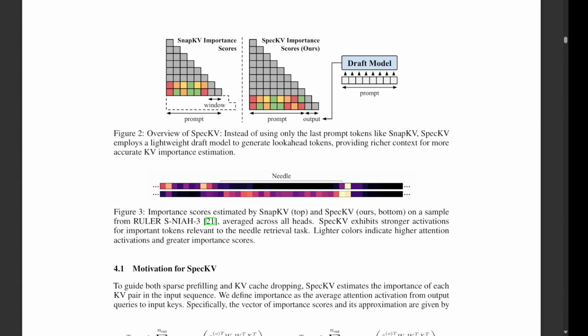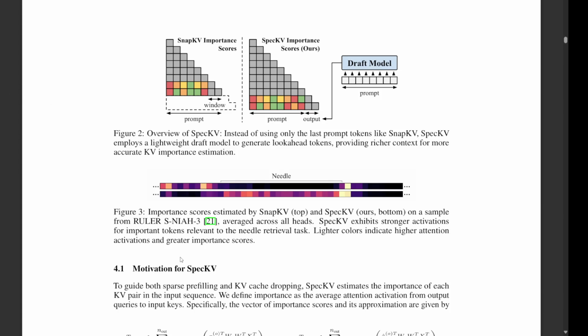The main issue is that limited look-back. They might only consider attention patterns from, say, the last few hundred input tokens to decide what's important globally, but that can easily miss something crucial from much earlier in the prompt that only becomes relevant after some generation has happened. So SpecKV uses the draft model's look-ahead.